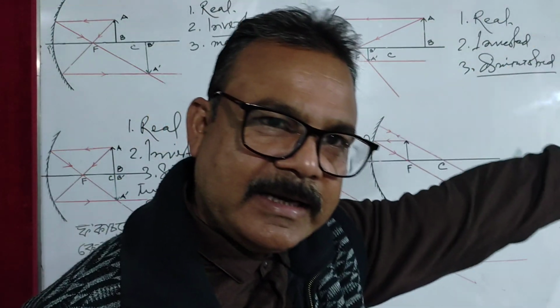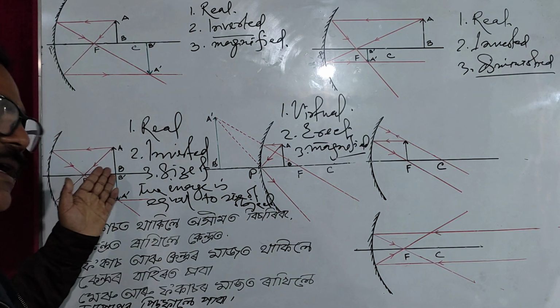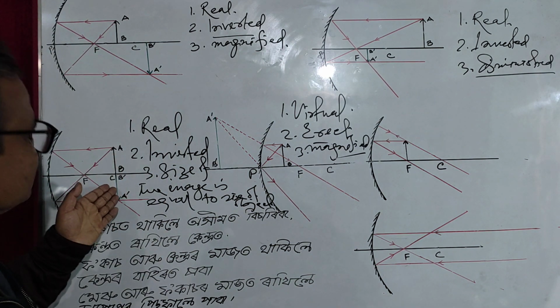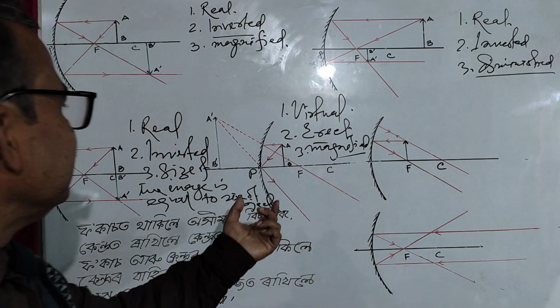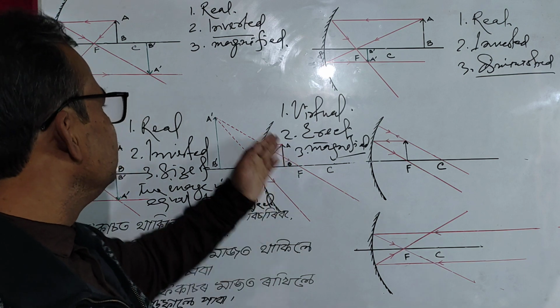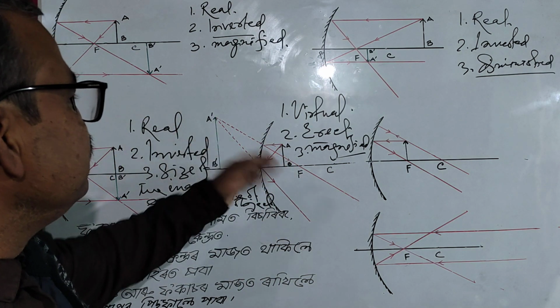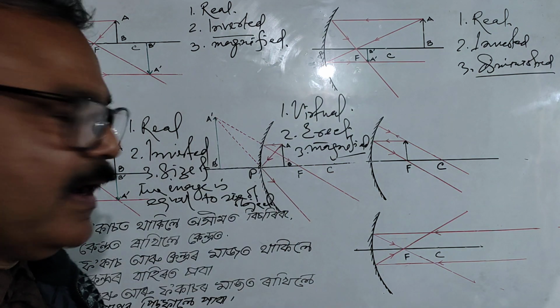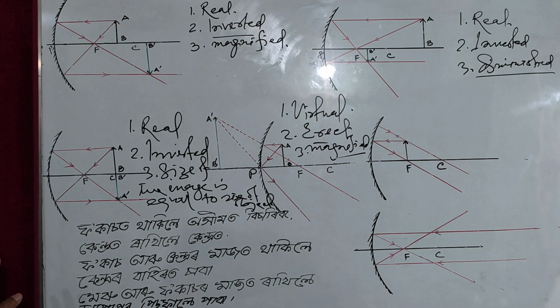And again, in case of this also, if the object is placed at focus, the image will be at infinity. If the object is at infinity, the image will be at focus. If the object is at the center of curvature, then the image is also at the center of curvature. And an exceptional case: if the object is placed in between pole and focus, then the image will be formed behind the mirror, and it is a virtual image, erect and magnified. I think this is clear to all of you.